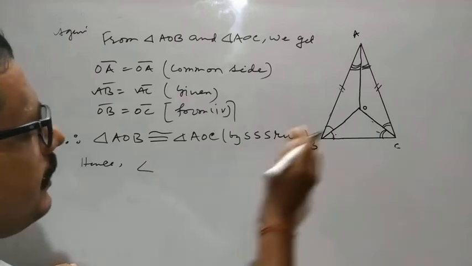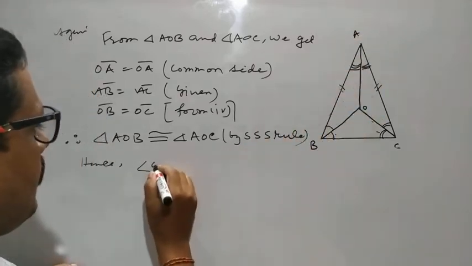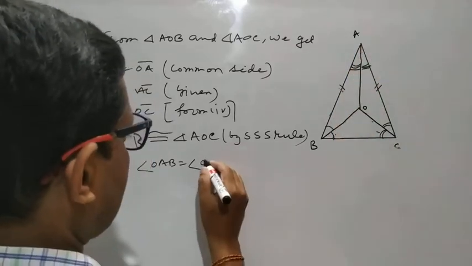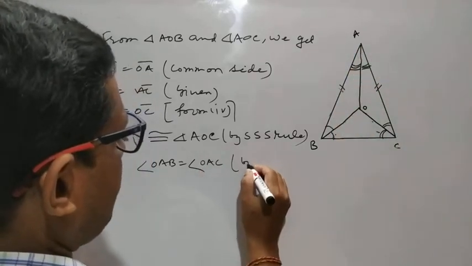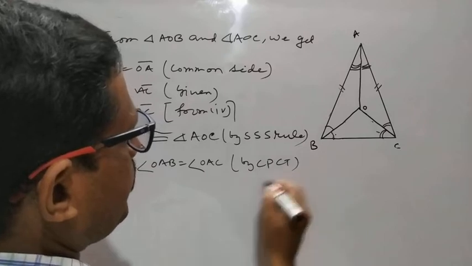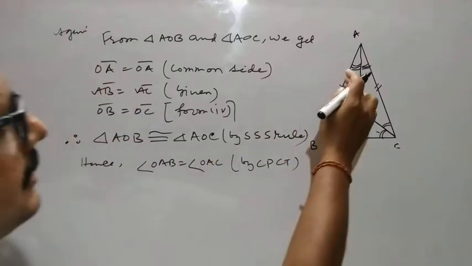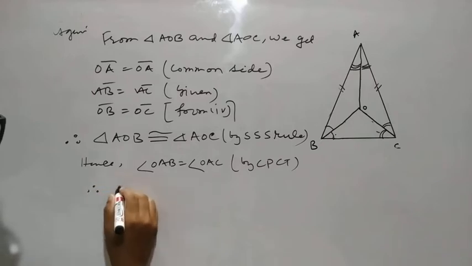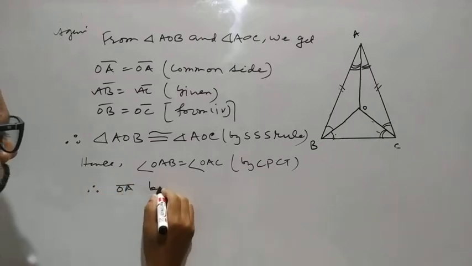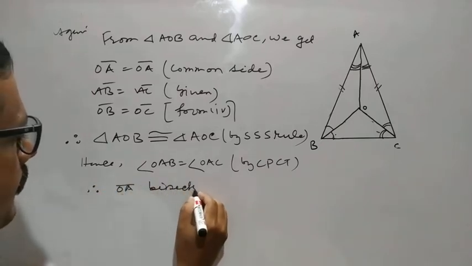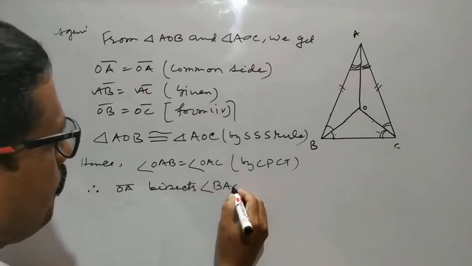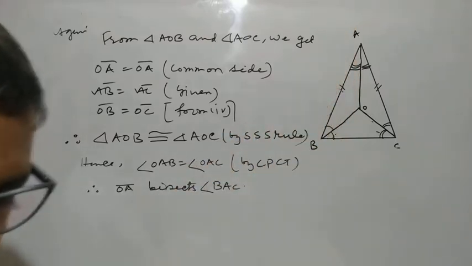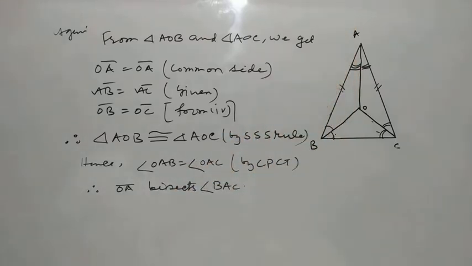Hence we can say that angle OAB is equal to angle OAC by CPCT. And since these two angles are equal, therefore you can say that OA bisects angle BAC. Therefore OA bisects angle BAC.